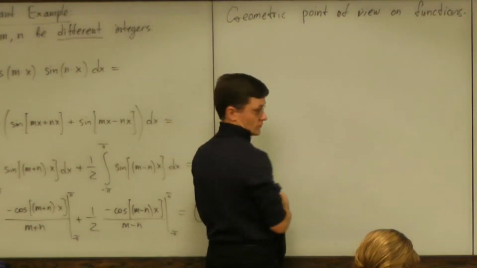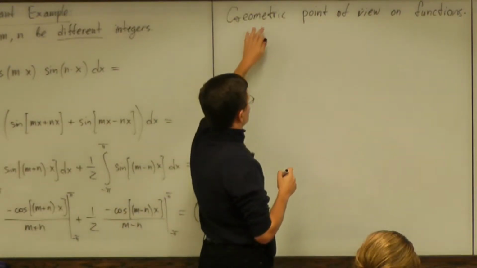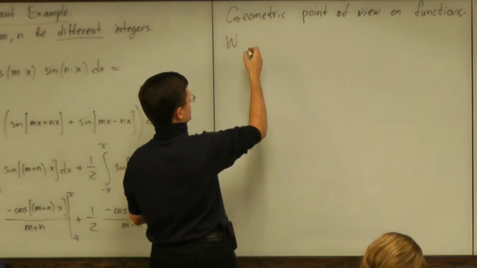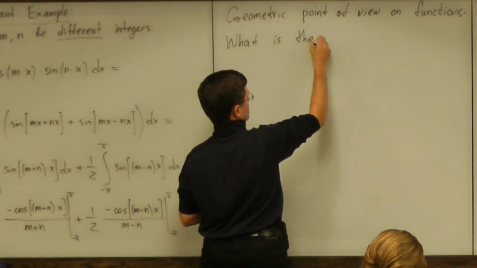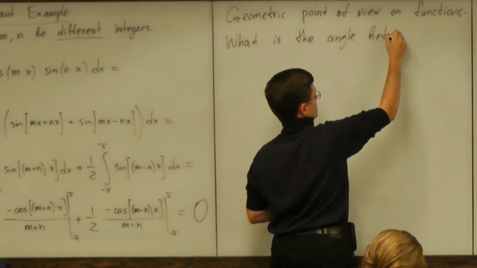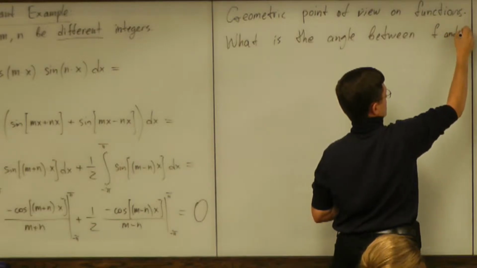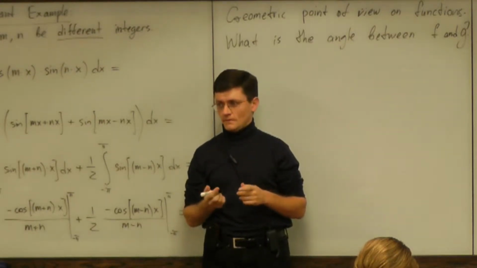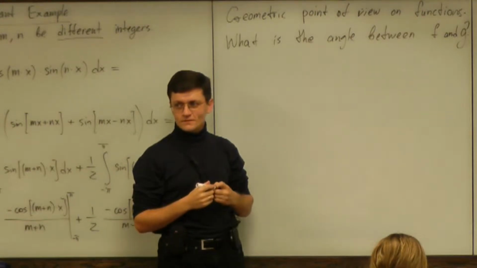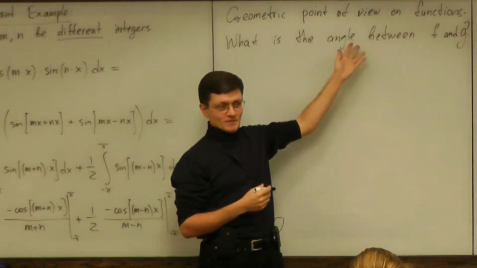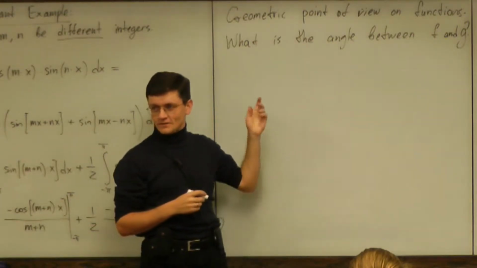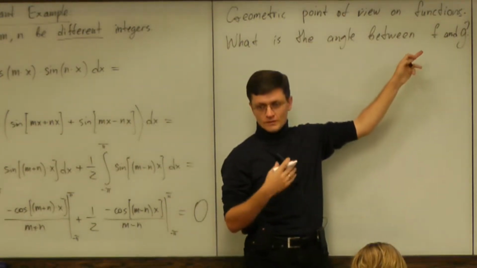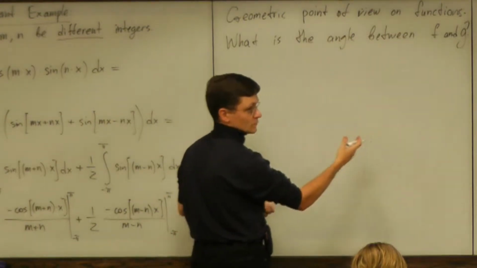So I'm still talking about functions of one variable, the usual functions from Calc 1. But my geometric point of view is going to deal with questions like, what is the angle between two functions? Have you ever thought about two functions having an angle between them? And why would anybody care about having an angle between functions if nobody can imagine that? So let me tell you first how to introduce this concept of angle between functions. Right? And then I will tell you why people would care about it.